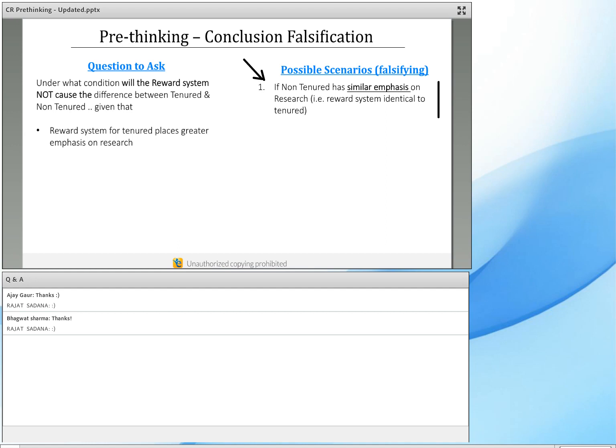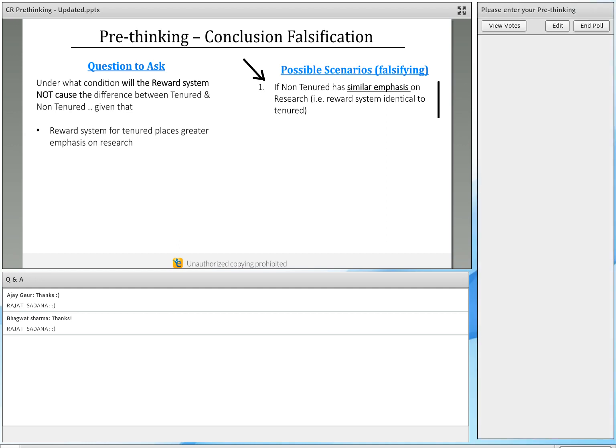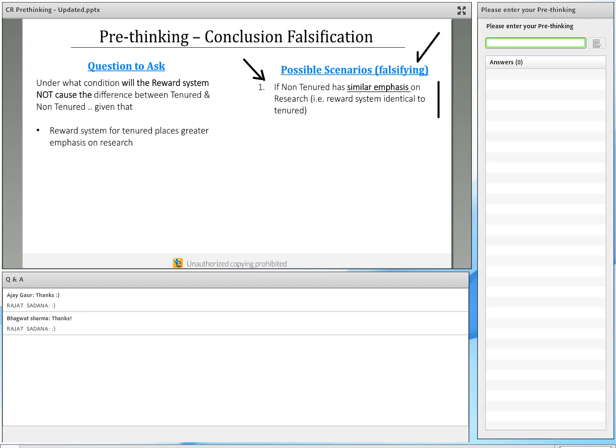The reason I want to emphasize this part is because many of you are saying, hey, what if something else is responsible? Yes, when you identify an argument as a causal argument, and in this case it is, that "something else" formula is a very easy thing to apply. But that's not how the answer choices would be worded. You would not say something else is responsible for what's happening in the conclusion. Typically, the answer would be something like this: if non-tenured faculty has a similar emphasis on research, would the conclusion break down? Is that a falsifying scenario? The conclusion will break down. Then you can't blame the reward system.